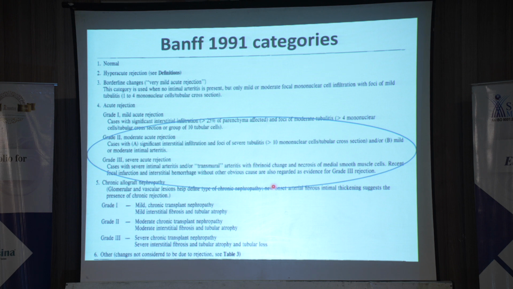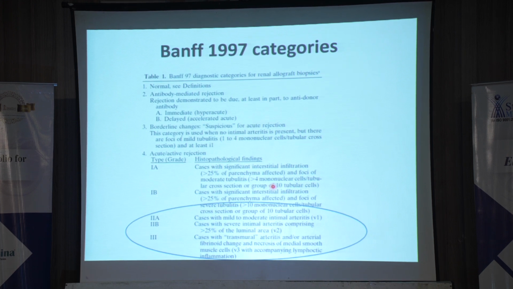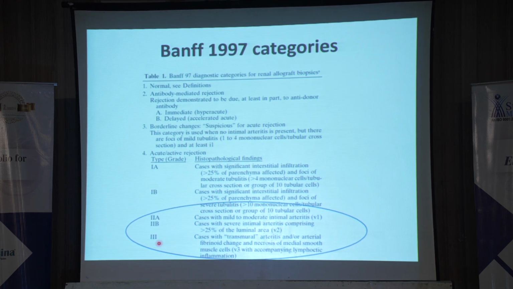Now we don't use these terminologies, grade 1, grade 2, grade 3, which were the 1991 categories. I'll show you the terminologies which we use. So 2A, 2B and 3. 2A and 2B I have shown you, and even 3 I have shown.